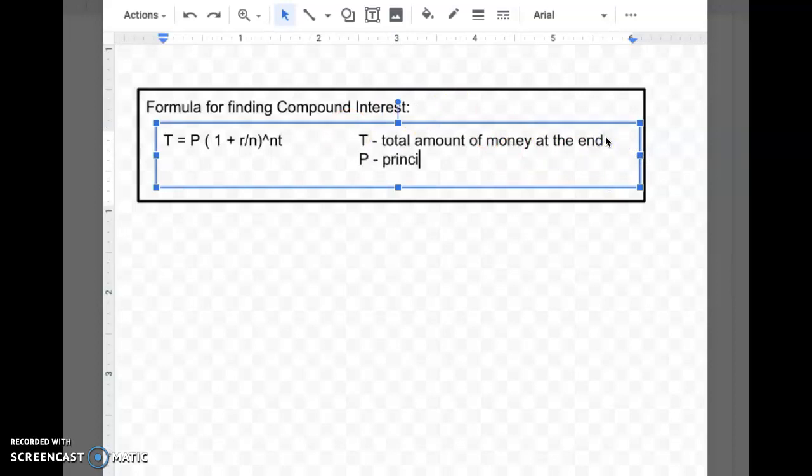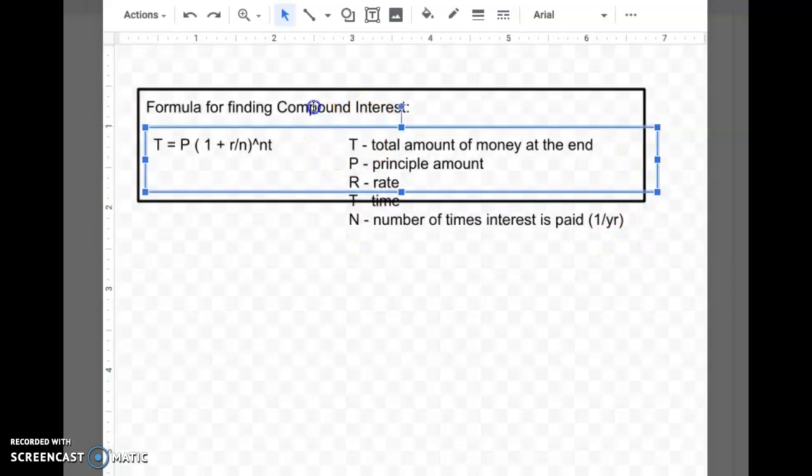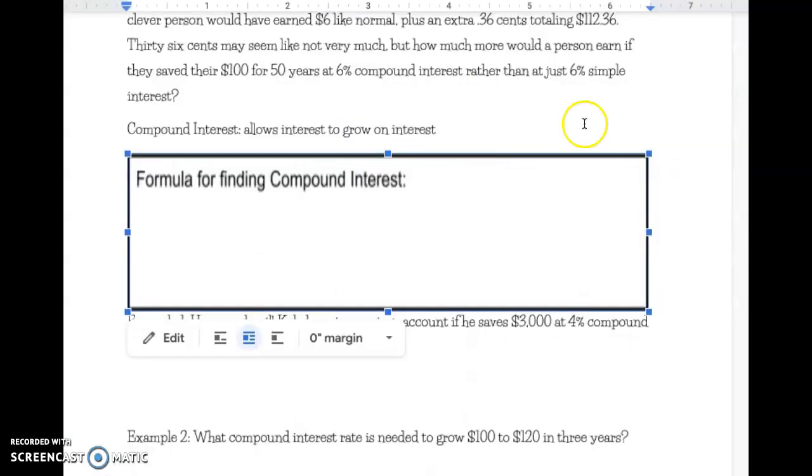P is still the principal amount that we invested. R is still the rate. T is still the time that it's invested. The only new thing we've added is N, which is the number of times interest is paid. And this is always once per year in the case of what we're working on today. So once per year. I know this went outside of my box, but maybe we can just move it up a little bit. Yeah, there's your big idea.